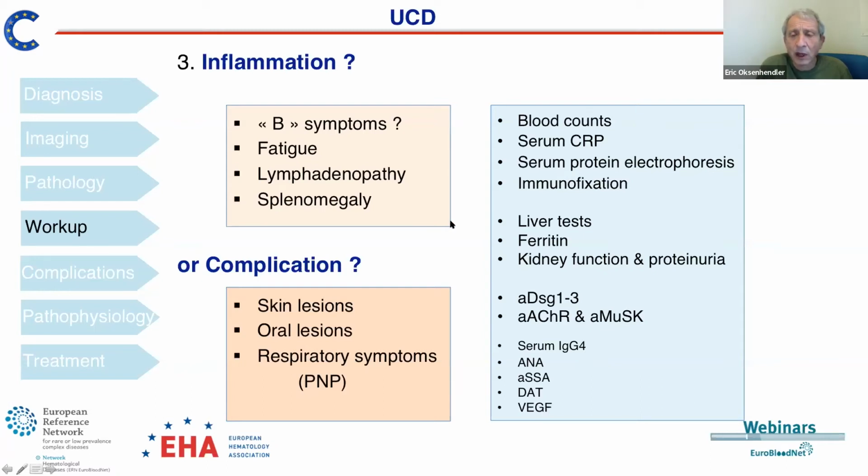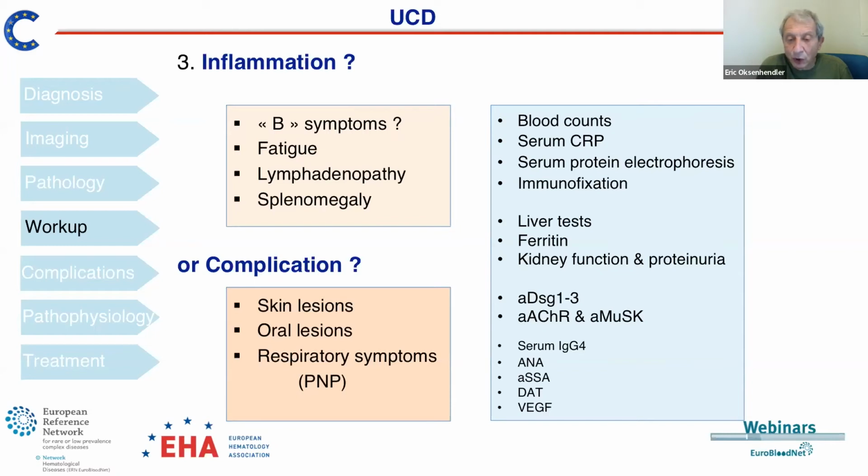When we look at the classical workup at diagnosis, you can see we need only a very limited number of markers. The classical blood counts, inflammatory markers, including serum protein electrophoresis with immunofixation, liver tests, ferritin, kidney function, and proteinuria. And then here you have two markers for the most frequent complications: antidesmoglein 1 or 3 for PNP, and anti-acetylcholine receptor antibody for myasthenia gravis.